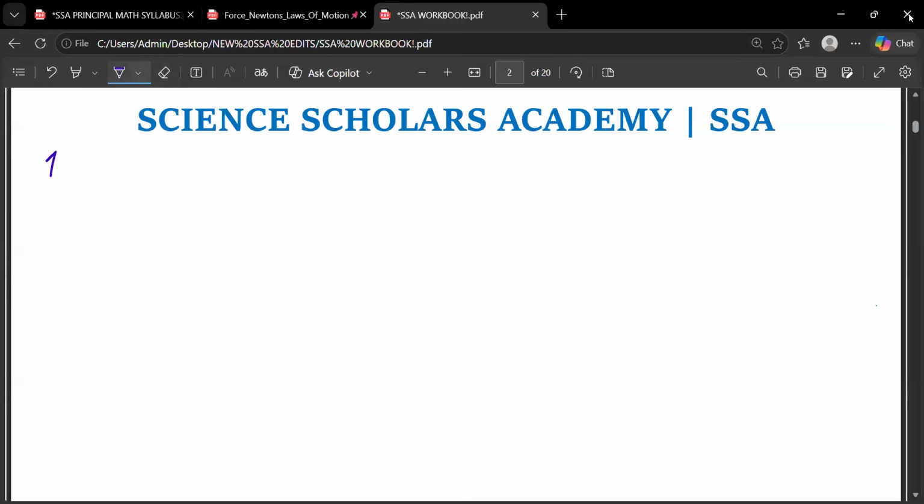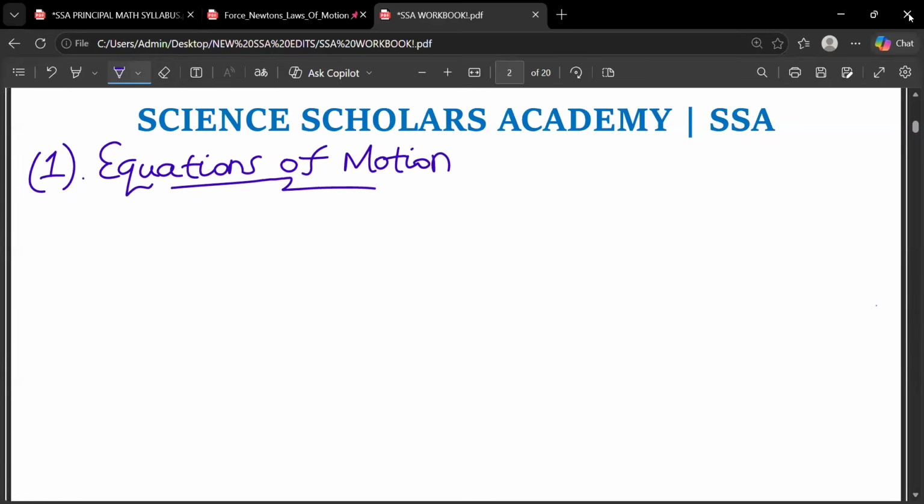Then the second equation of motion is S is equal to UT plus a half AT squared, where S is the displacement, U is the initial velocity, T is the time, and A is the acceleration. And the third equation of motion is V squared is equal to U squared plus 2AS, where V is the final velocity, U is the initial velocity, A is the acceleration, and S is the displacement.